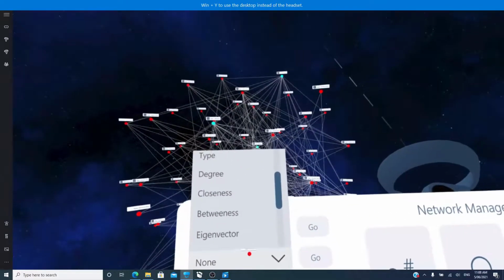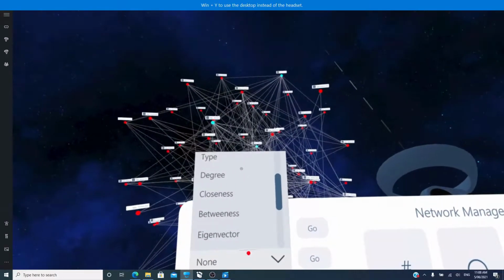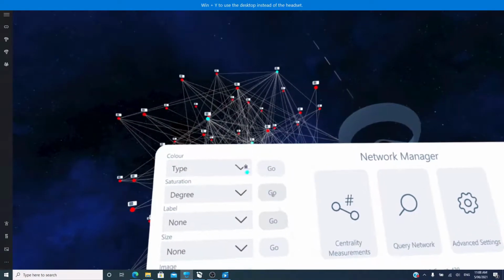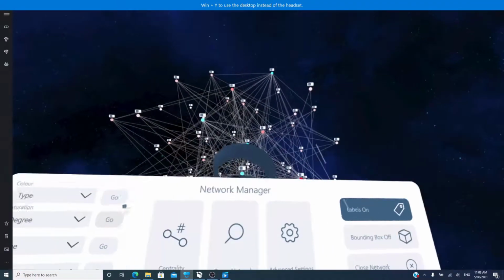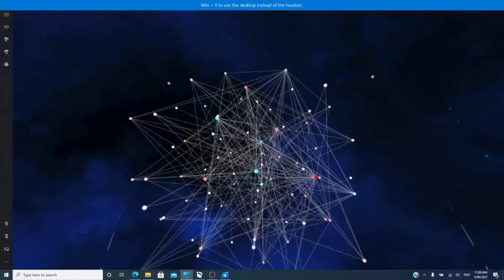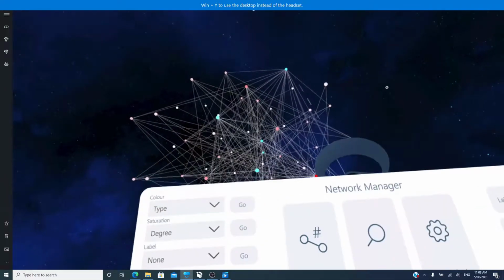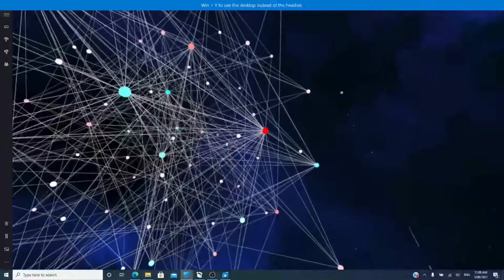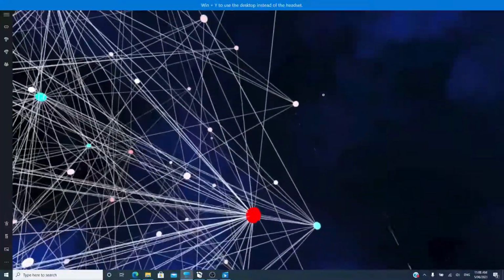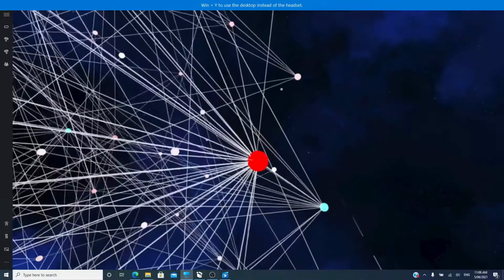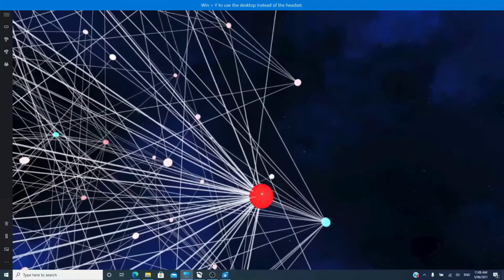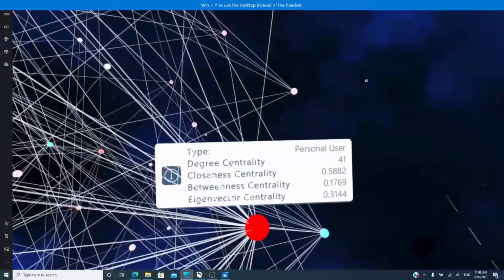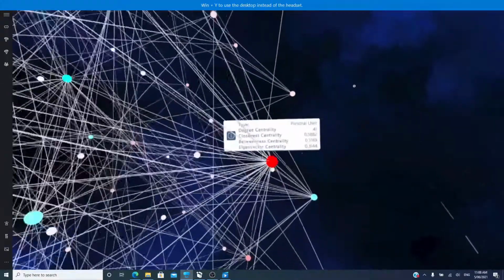So perhaps someone with the highest number of friendships. This would mean that this individual has a high degree value. Let's apply the saturation to degree. It seems this node has the darkest color, which means it has the highest value of degree. Let's fly to it. Yep, confirms the highest degree is 41.